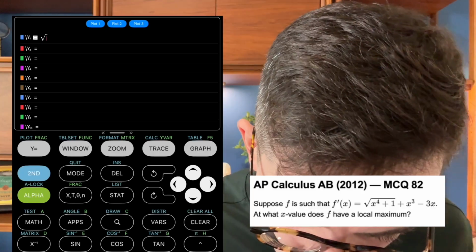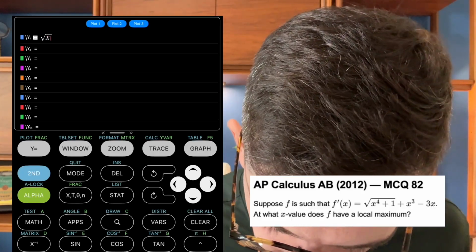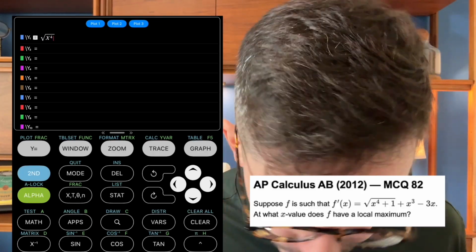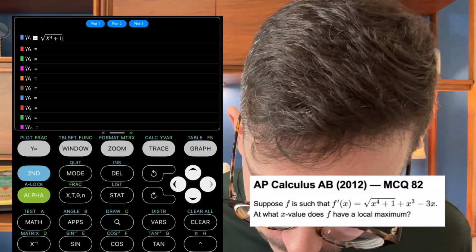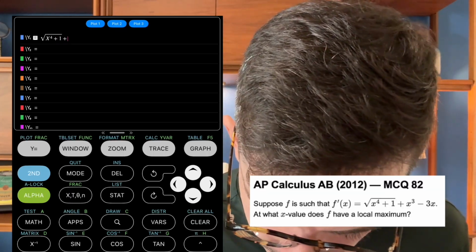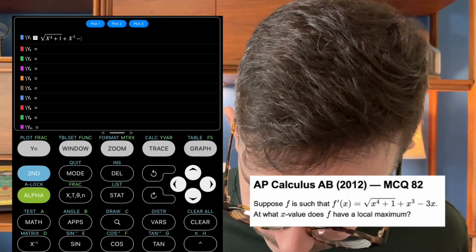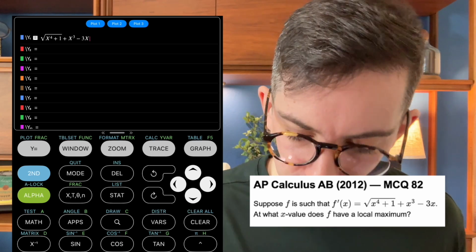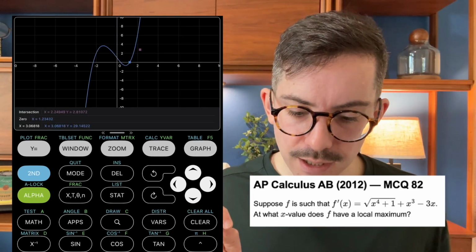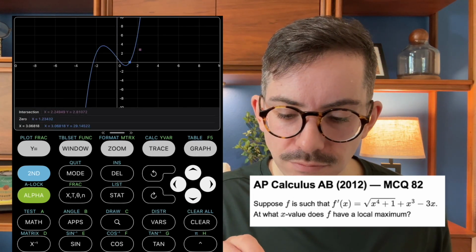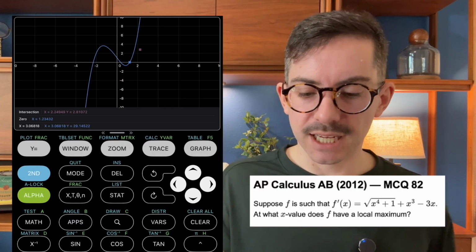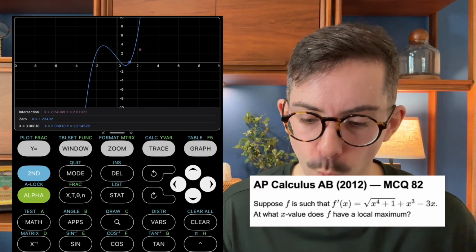So it is the square root of x to the 4th power plus 1, plus x cubed minus 3x. That's my rule. If I graph it, okay, I've got a pretty decent window here. I can see the features of the graph seemingly well.